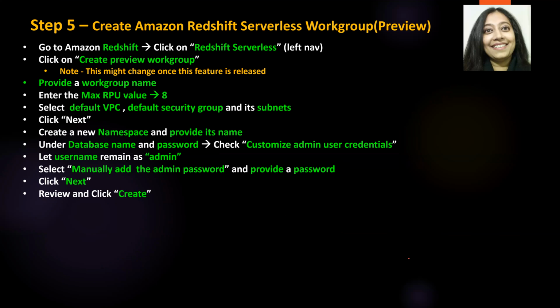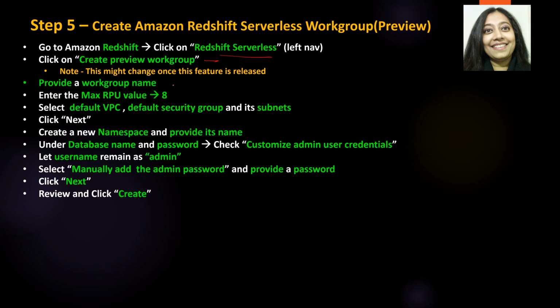In step 5, we will create our Amazon Redshift serverless work group, right? So we will go to Amazon Redshift, then go to Redshift serverless, create preview work group. And of course, this is in preview. So once the feature is released, it may not be shown under preview. It will probably be shown as a regular command. But right now, when I'm recording this video, it's shown as a create preview work group.